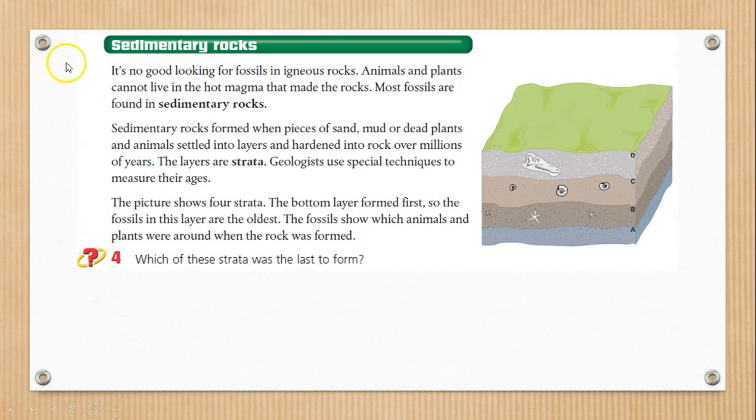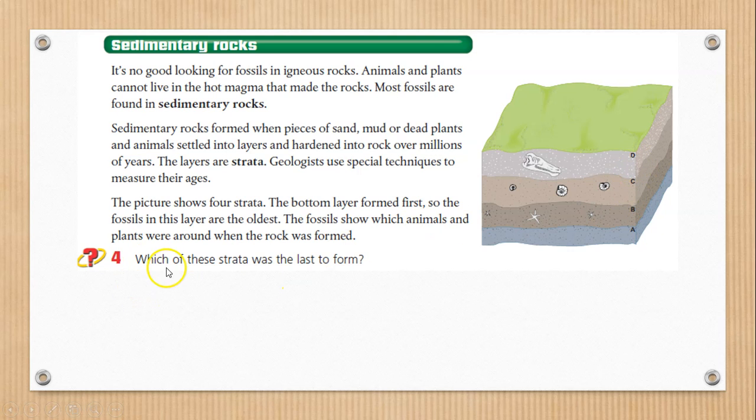Sedimentary rocks. The picture shows 4 strata. Strata, as I already told you, refers to layers. The bottom layer formed first. A is the bottom layer, and this layer was formed first. So the fossils in this layer are the oldest. The fossils show which animals and plants were around when the rock was formed. There are 4 layers or strata: A, B, C, and D.